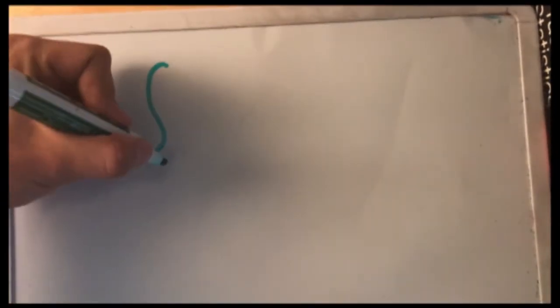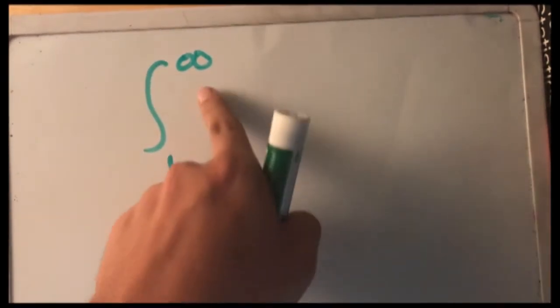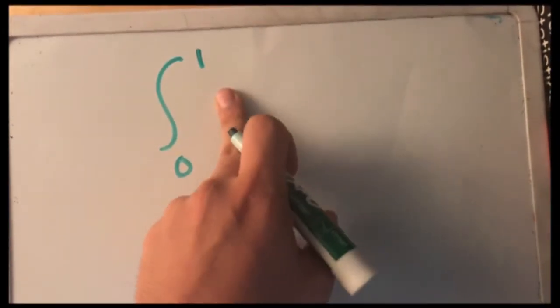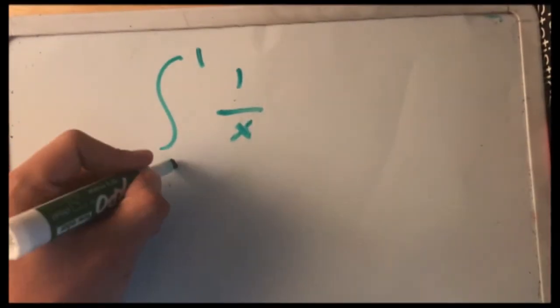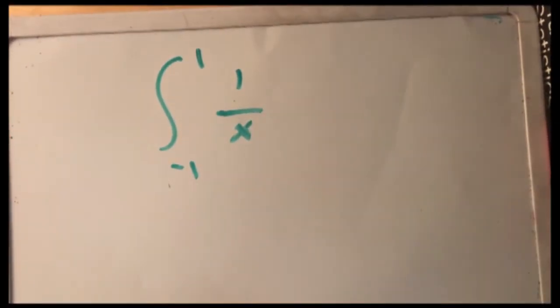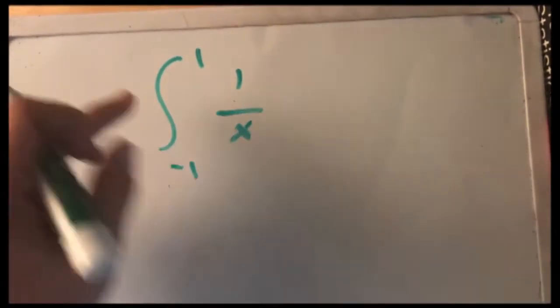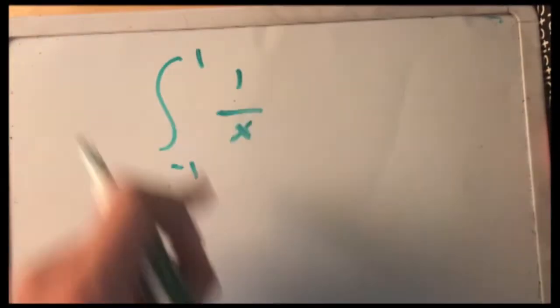So either they have a bound that is infinity or negative infinity, right? Or they have some sort of hole inside of them. So, for example, 0 to 1, this is a very feasible number. These are two real integers. But if I put 1 over x in there, there's a hole on this interval. Or even if I did negative 1 to 1, there's a hole on this interval.